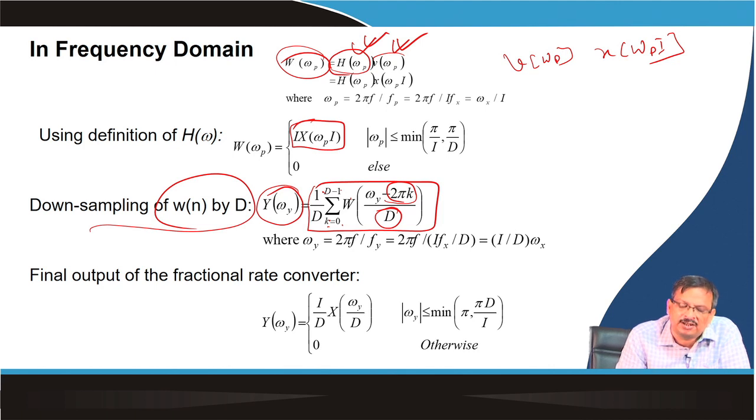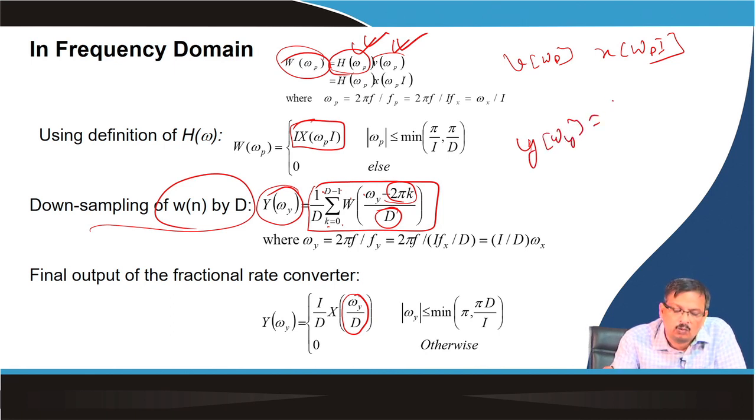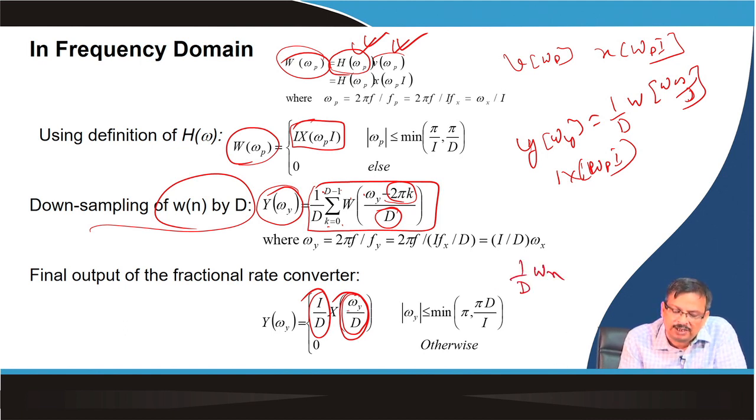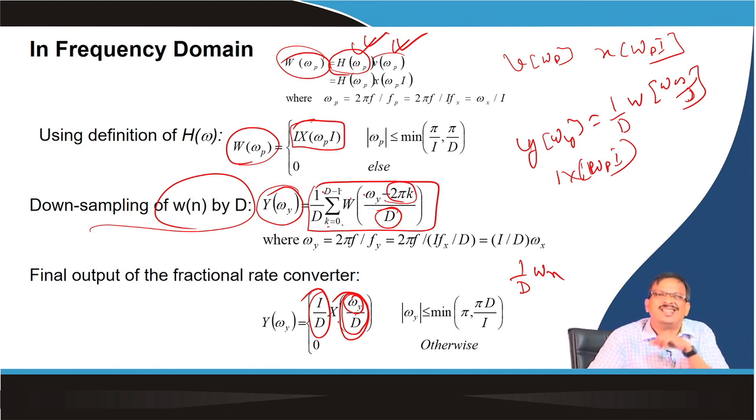Now, to reduce the images after filtering, I want only omega y by D and 1 by D. So I can say Y of omega y is equal to 1 by D into W of omega y by D, where W of omega y by D is nothing but I into X of omega p I. So I can say it is nothing but I by D into X of omega y divided by D. Or if I say omega y is equal to I by D into omega x, then if I set omega y instead of omega x, I have to put I by D into omega x here. So it will be I by D square.